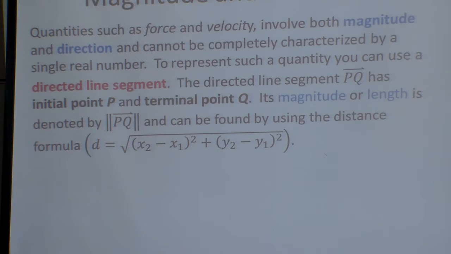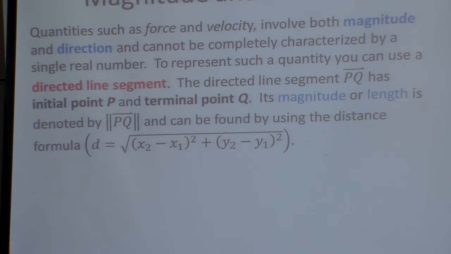Quantities such as force and velocity. Sounds a little like physics to me, and it is, a little physics today. They involve magnitude and direction, and cannot be completely characterized by a single real number. So to represent such a quantity, we're going to use a directed line segment. A line segment like PQ, but we'll write it with an arrow, meaning you have an initial point at P and a terminal point at Q.